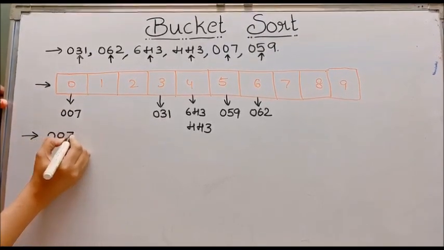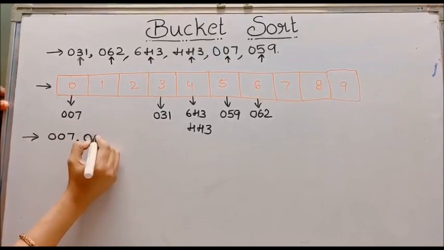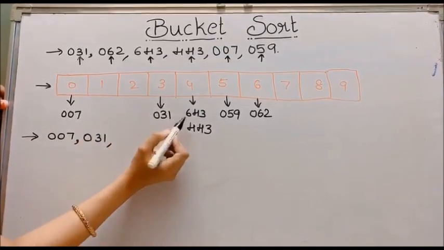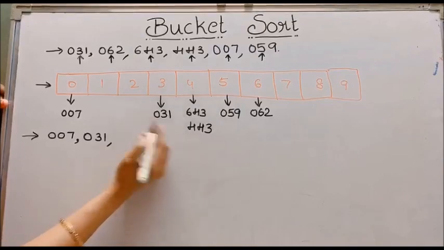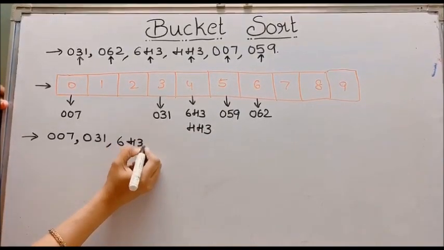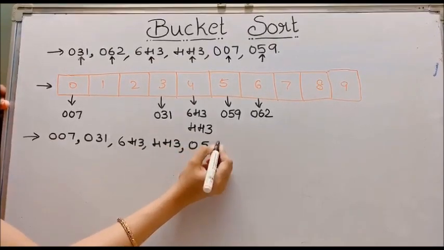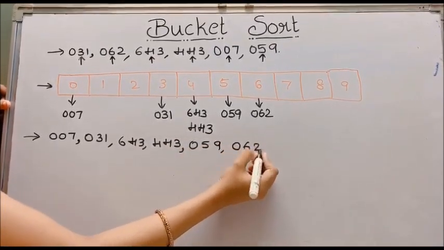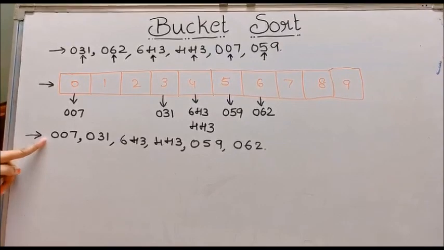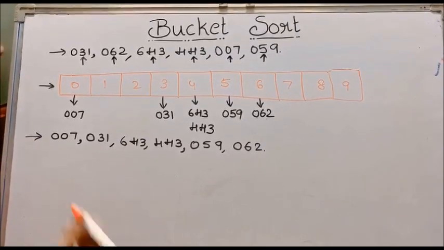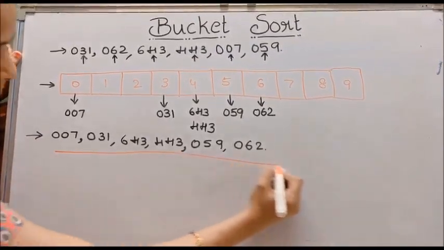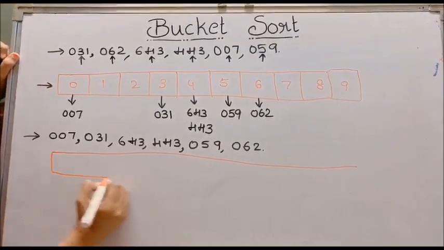The first value is 7, the second one is 31, and in the fourth bucket we have 2 elements. They should be written in the same order, 643, 443. Next, 59 and 62. So, this will be the input for the next iteration. Now, let us take the same 10 buckets.